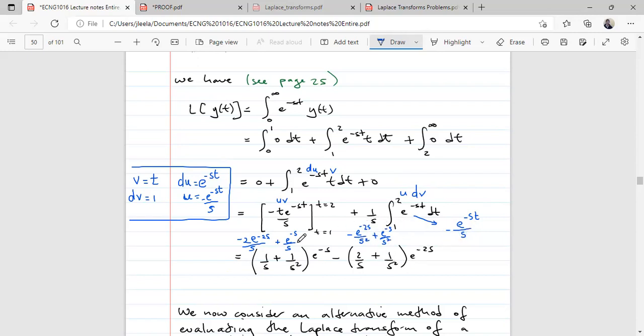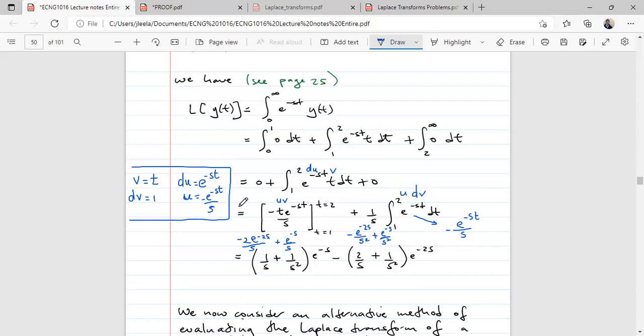So that is how I got these 4 terms here. And basically this here, we just group them accordingly. So e to the minus s as a common factor, you'll have 1 over s plus 1 over s squared. And then minus e to the minus 2s, you'll have 2 over s plus 1 over s squared. Right? So that is how we arrive at this result here.